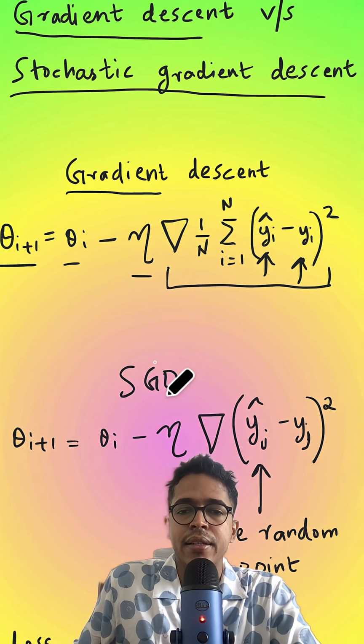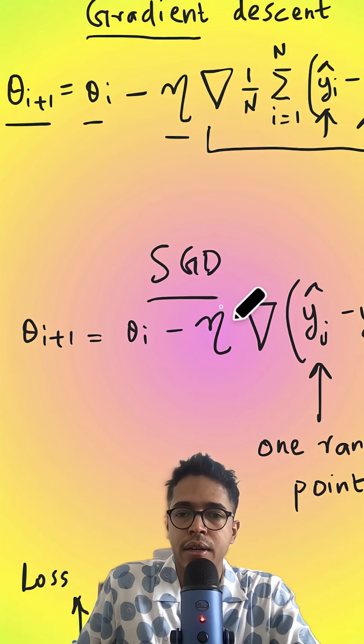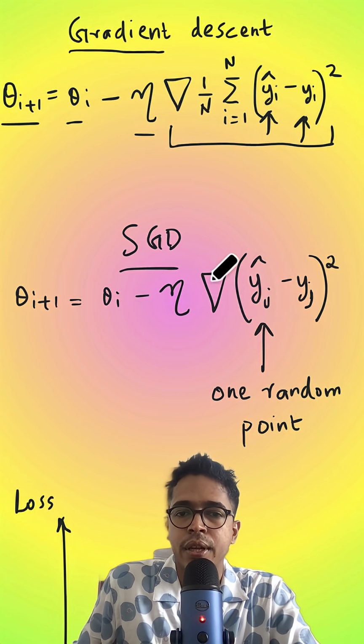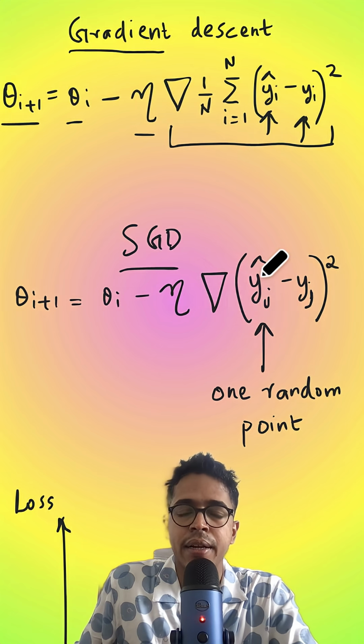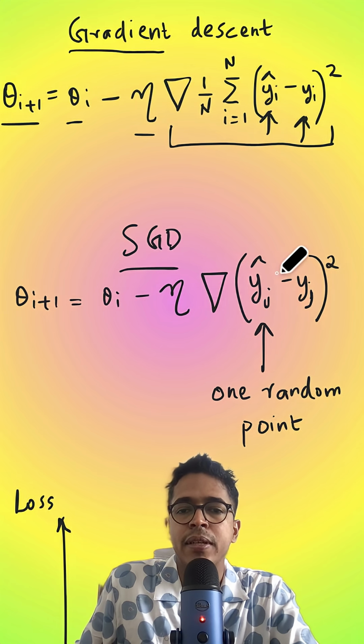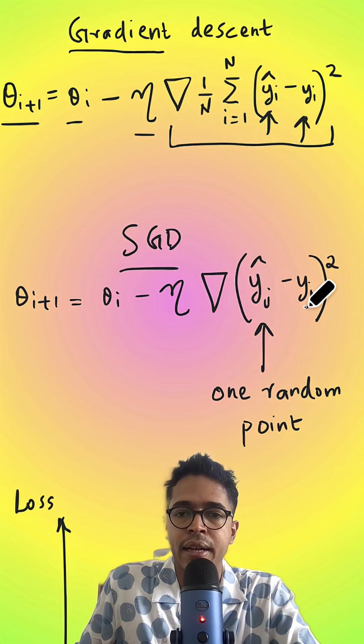In stochastic gradient descent, however, you don't pick all the points. Instead, you pick one random point. Here also the gradient is calculated with respect to some loss, but it's not the mean squared error. It is the loss with respect to this one random data point j. So yj cap is the prediction and yj is the actual value of y that you are supposed to predict.